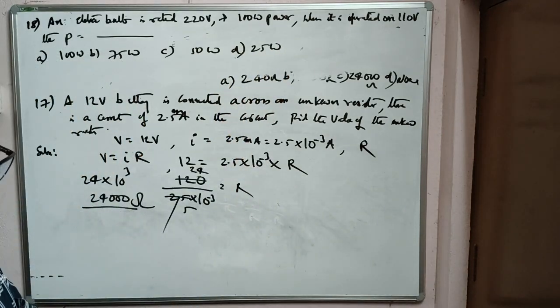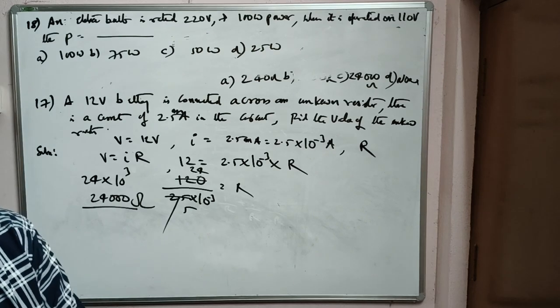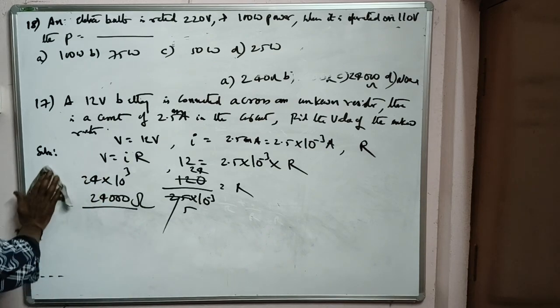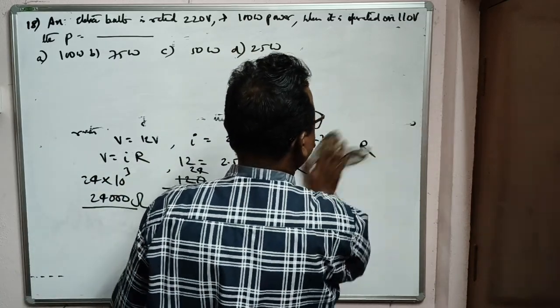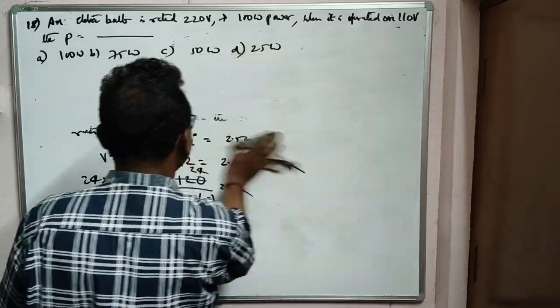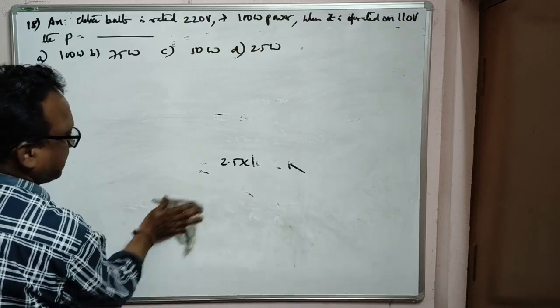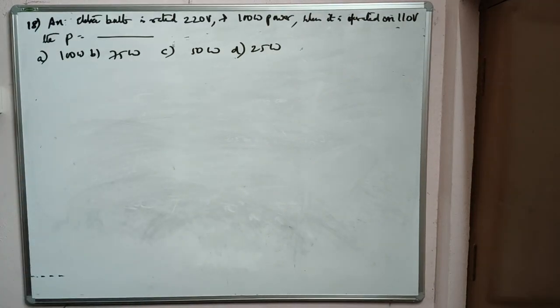So an electrical bulb is rated at 220 volts and 100 watts. Now I'll rub this one so that it can be easily solved. Are you following the questions here? Very, very important questions. What all you have done from the last 30 or 40 minutes? No? So how to solve this problem?